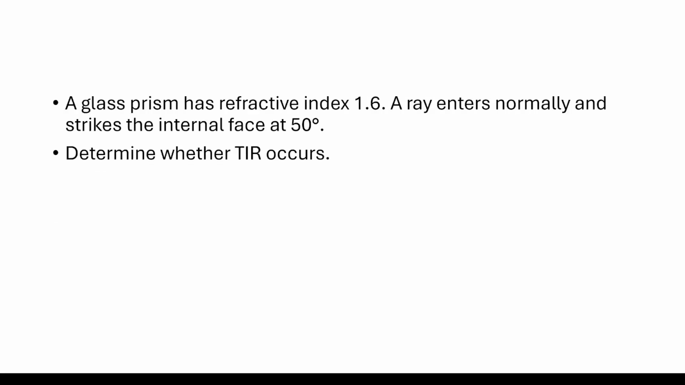A glass prism has a refractive index of 1.6. A prism is generally in the form of a triangle, so I'm just going to make it a triangle here. A ray enters normally and strikes the internal face at an angle of 50 degrees. Determine whether total internal reflection occurs or not.